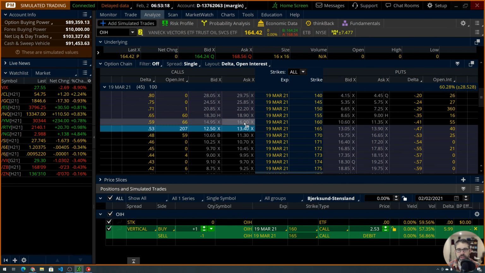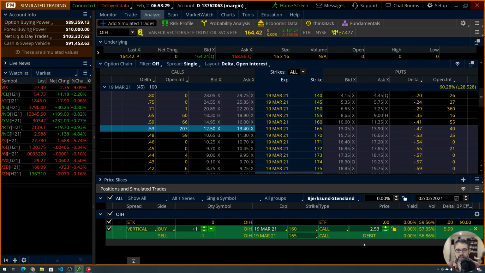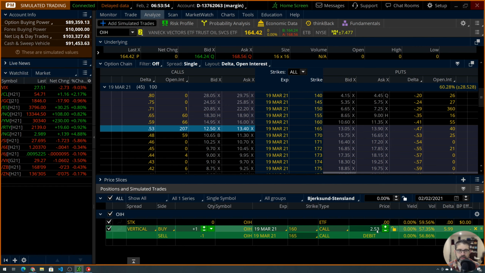So anyway, here we're looking at buying a 160 call and selling the 165. That's left click on the ask for the 160, hold down the control key and left click on the bid for the 165, and you'll have yourself a debit spread, a vertical, where we're long one and short one. It is a one contract sizing. So we're going to pay $2.53, which means we could make $2.47. So we know our max loss is what we pay for it. Our max profit is the difference between the width, on a $5 wide here. So 253 plus 247 is $5.